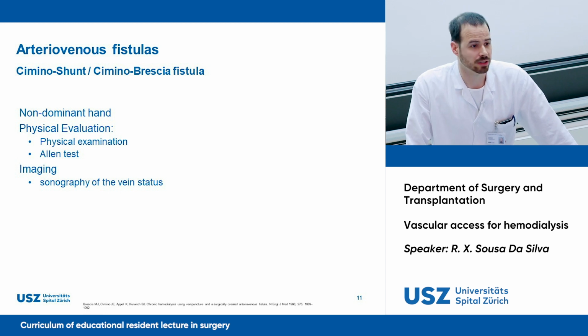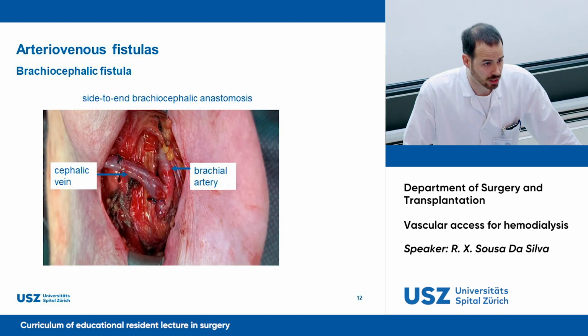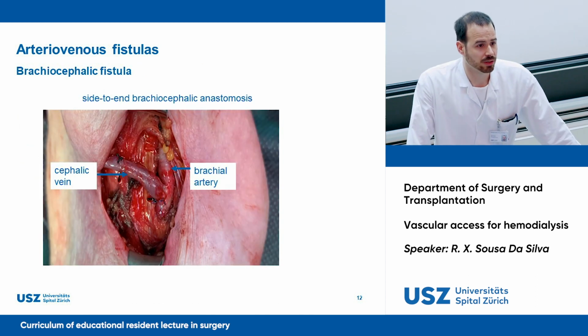So how is the skin looking? Is there any problem over there? And you do the Allen test, and mandatory also a sonography of the vein status. Next level would be the brachiocephalic fistula.